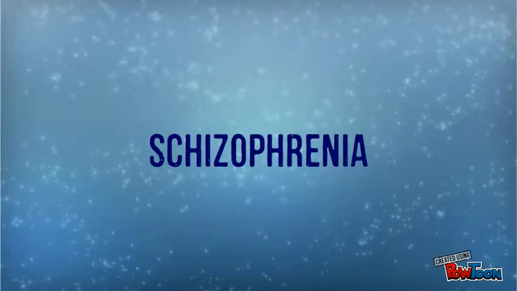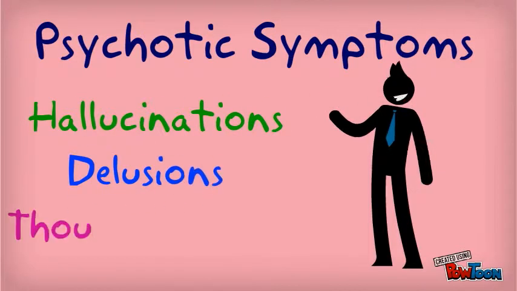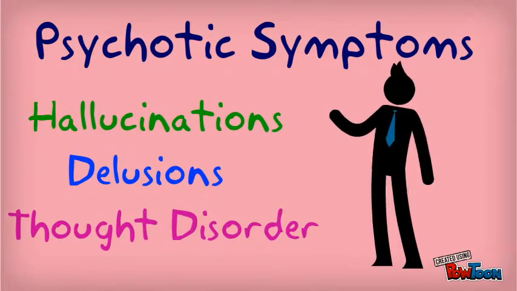Schizophrenia is a psychological disorder that affects how a person thinks, acts, and views the world. The disorder is characterized by what are referred to as psychotic symptoms. These psychotic symptoms are hallucinations, delusions, and thought disorder, which are associated with the loss of contact with reality.